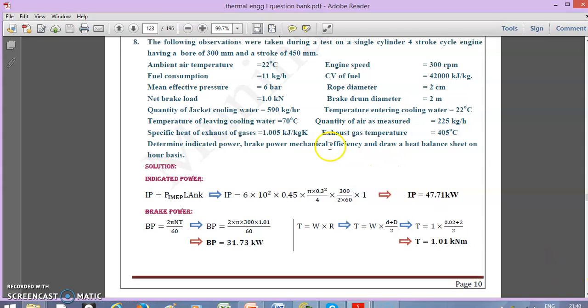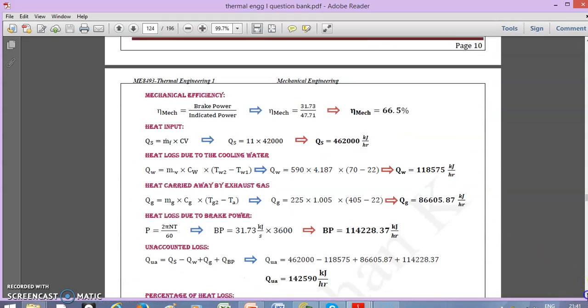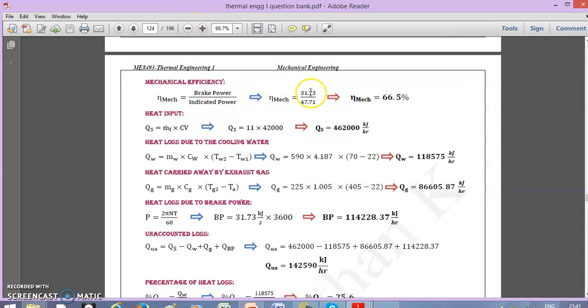Now we can get mechanical efficiency simply by dividing these two. So mechanical efficiency is brake power by indicated power. So your mechanical efficiency is 31.73 divided by 47.71. You'll get 66.5%. Whenever the engine gets older, the mechanical efficiency will drop because wear and tear is larger and the frictional losses will be larger.